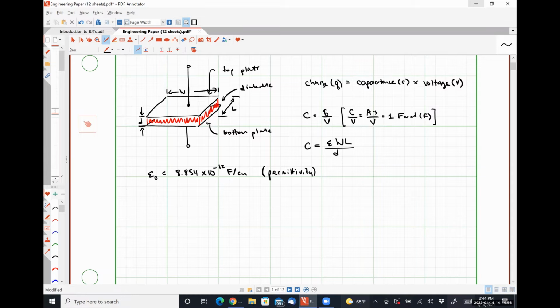So let's bring things back around to circuit analysis stuff, all right? Circuit characteristics of our capacitors.